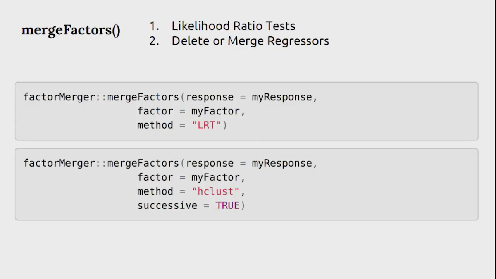So how do we get such results? We implemented 2 approaches for merging. They are both hierarchical merging. One is likelihood ratio test based. The other one is LRT-based with a regressor.